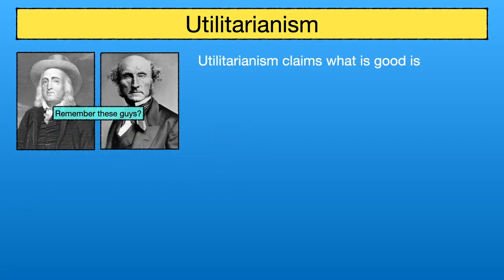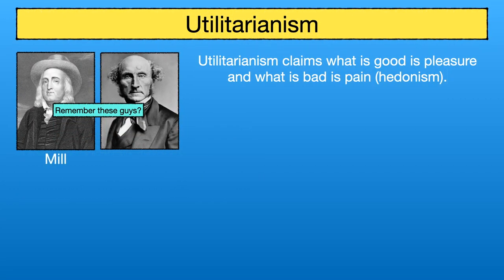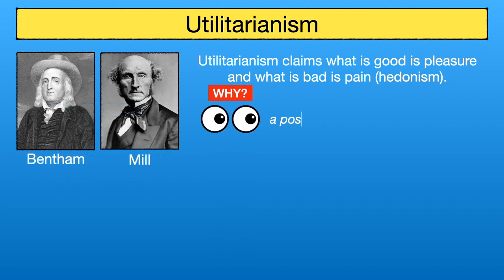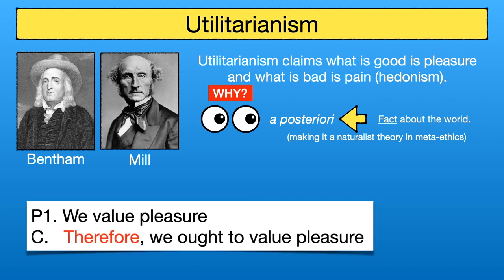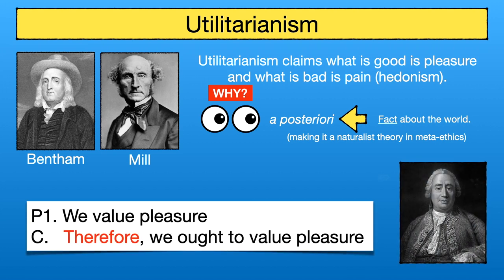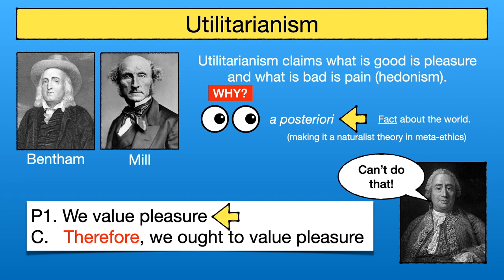Utilitarianism claims that what is good is pleasure and what is bad is pain. Why? Because we can observe this a posteriori. We can see people pursue pleasure and avoid pain. This is a fact about the world. This fact is then the basis for their moral theory. However, Hume states we cannot base values such as pleasure is good on facts like people value pleasure. Just because it is the case that someone values pleasure does not mean they ought to. This is a logical jump that is not justified.